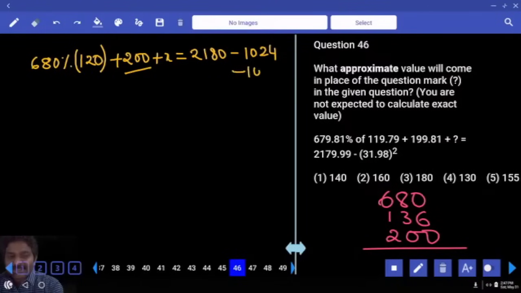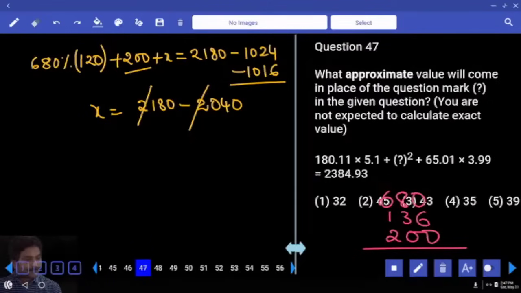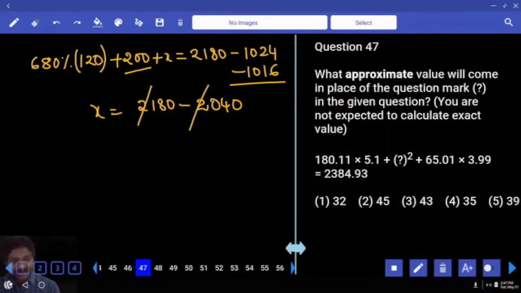1016 goes to the other side and becomes minus 1016. Clear? Already positive number 2180. There are two negative numbers. If you add both, that will be 2040. 2000 cancel. 180 minus 40, 140, first option. Is it clear?